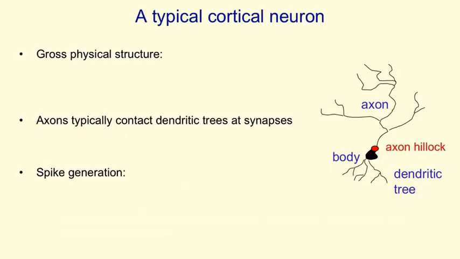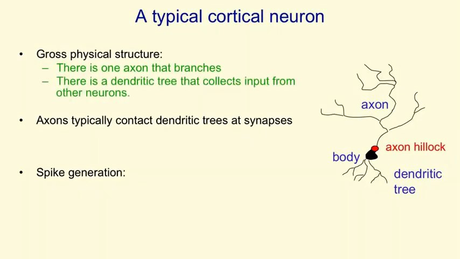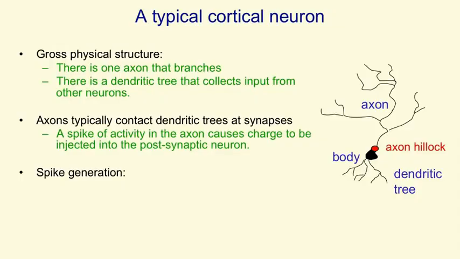A typical cortical neuron has a gross physical structure that consists of a cell body and an axon where it sends messages to other neurons, and a dendritic tree where it receives messages from other neurons. Where an axon from one neuron contacts a dendritic tree of another neuron, there's a structure called a synapse, and a spike of activity travelling along the axon causes charge to be injected into the postsynaptic neuron at a synapse.